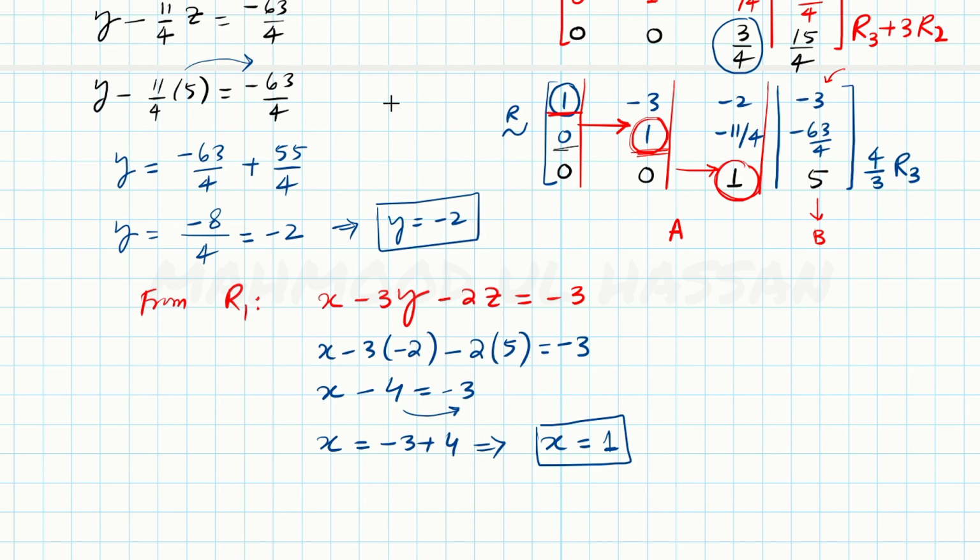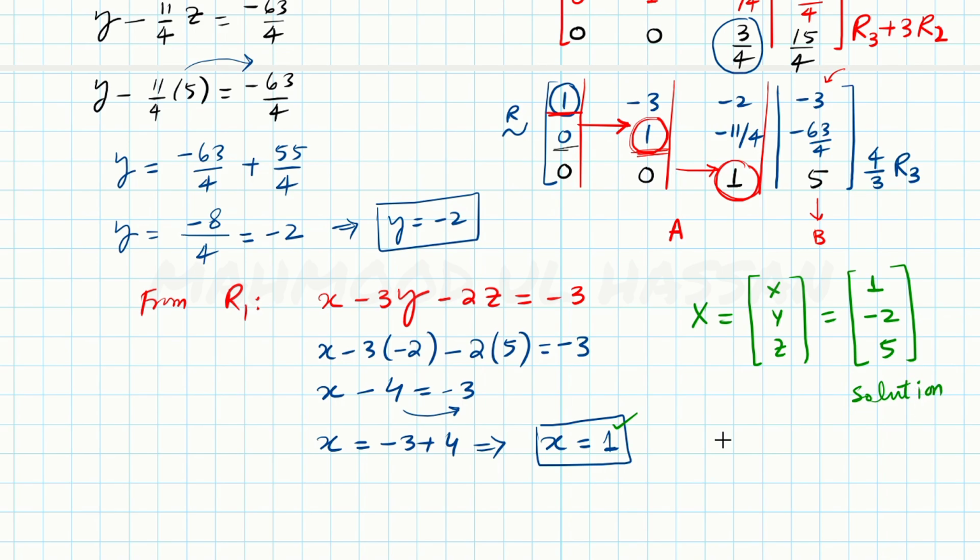So finally our matrix X, that is x, y, and z, is equal to 1 for x, minus 2 for y, and z was 5. This is our solution. You can also write it in set form as an ordered triple: 1, negative 2, and 5. This is our solution by the Gaussian elimination method.